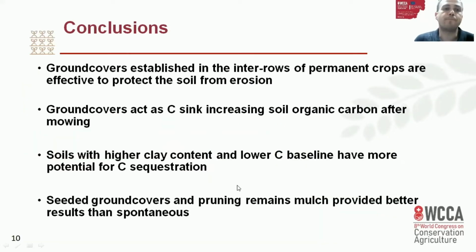Conclusion, to sum up, ground cover established in the interrow of permanent crop is effective to protect the soil from erosion. Ground cover acts as a carbon sink, increasing soil organic carbon after termination. According to this experiment, soil with high clay content and low carbon at the beginning has more potential for carbon sequestration. And seeded ground cover and pruning remain mulch.